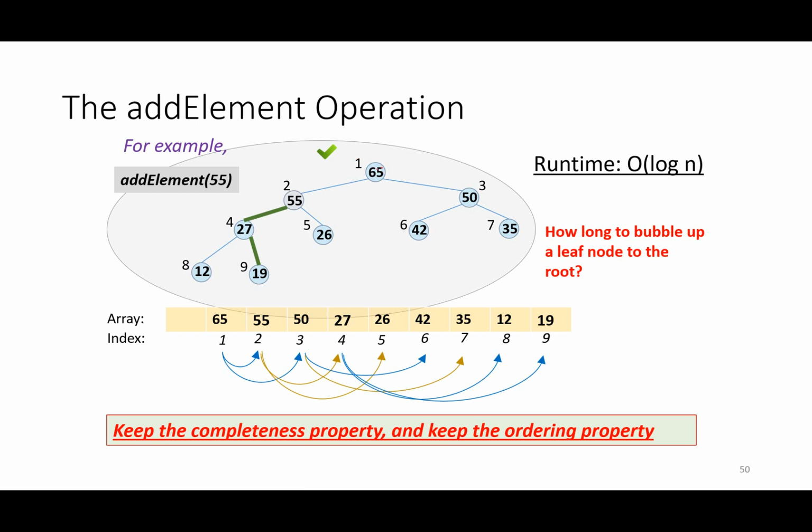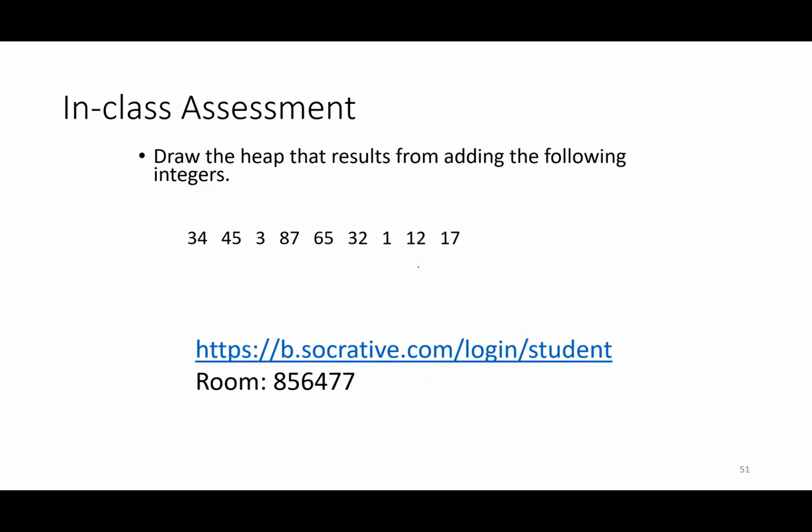It corresponds to the height of the leaf nodes, right? The leaf nodes in the last level. And since it's a complete binary tree, it has a height of log n, right? So it means this runtime is O(log n).